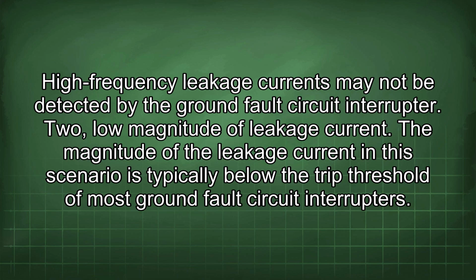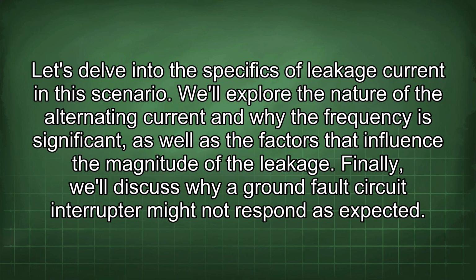2. Low magnitude of leakage current. The magnitude of the leakage current in this scenario is typically below the trip threshold of most ground fault circuit interrupters. Let's delve into the specifics of leakage current in this scenario. We'll explore the nature of the alternating current and why the frequency is significant, as well as the factors that influence the magnitude of the leakage. Finally, we'll discuss why a ground fault circuit interrupter might not respond as expected.